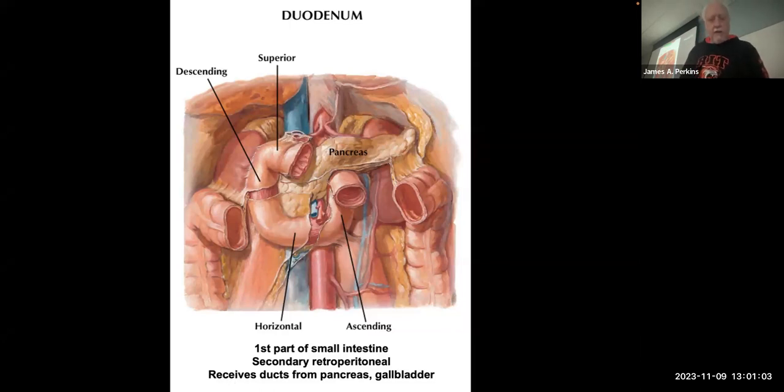We'll come back to this later when we talk about the pancreas and the gallbladder and the bile ducts, but all of those ducts are actually entering the digestive tract through the descending part of the duodenum. So there are little openings that allow the ducts from the pancreas to flow into the duodenum, as well as the bile coming from the liver and gallbladder to flow into the duodenum.